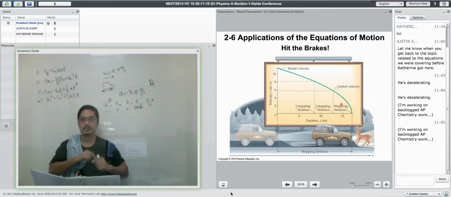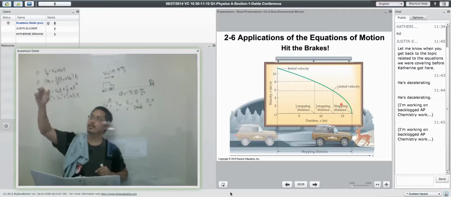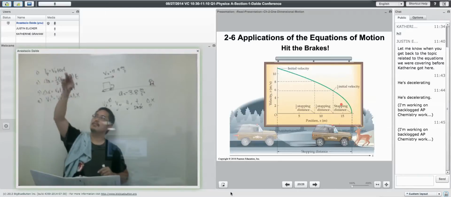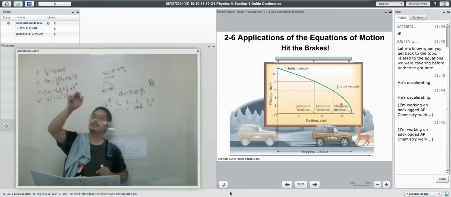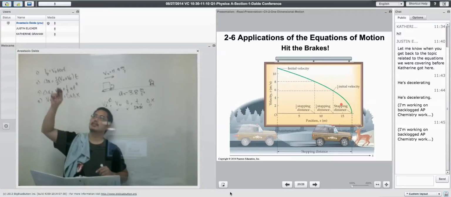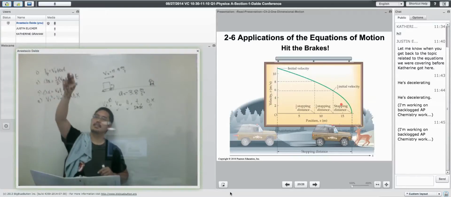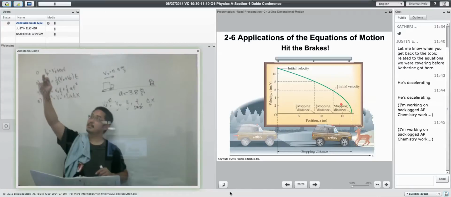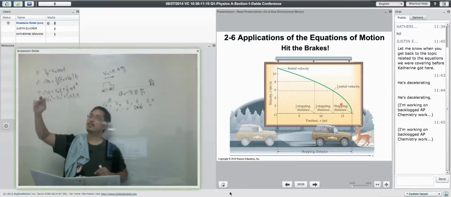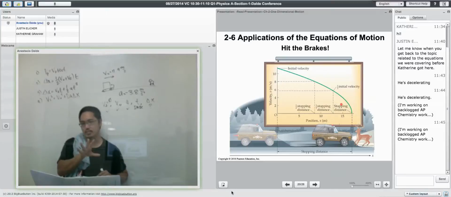Here's how you solve this problem. Look at the 4 equations. You'll notice that of the 5 different variables, each of these 4 equations only has 4 of those variables. So this one doesn't have a delta x in it. The third one doesn't have a v final in it. The second one doesn't have an acceleration in it. The fourth one doesn't have a time in it. Which equation do you think I should use to solve this problem?